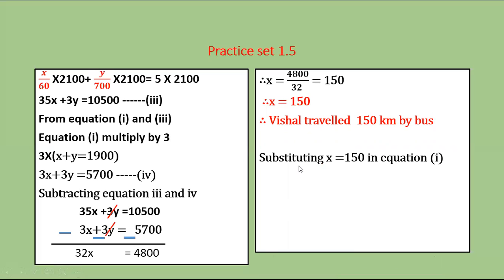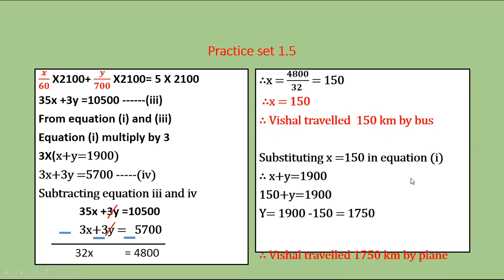Also, substitute the value of x is equal to 150 in equation number 1. Therefore, x plus y is equal to 1900. 150 plus y is equal to 1900. Therefore, y is equal to 1900 minus 150 is equal to 1750. Therefore, we travel 1750 kilometer by plane, that is aeroplane.